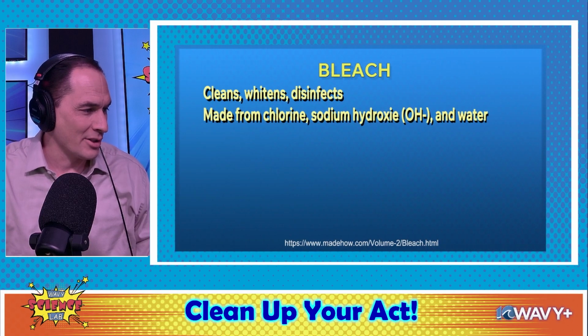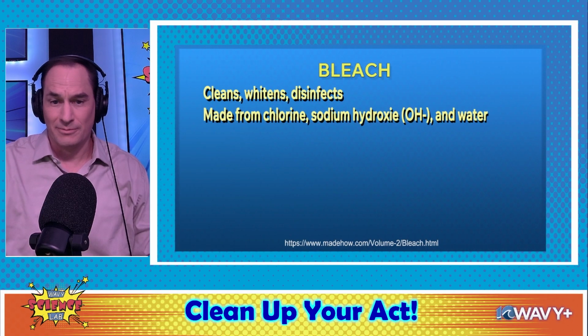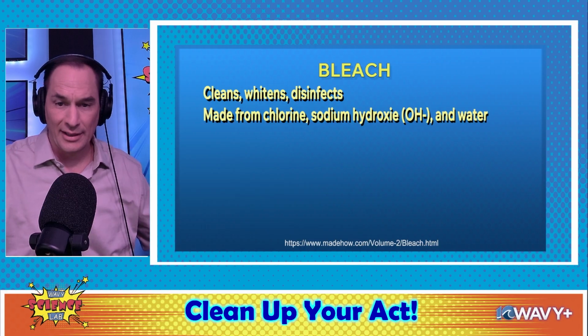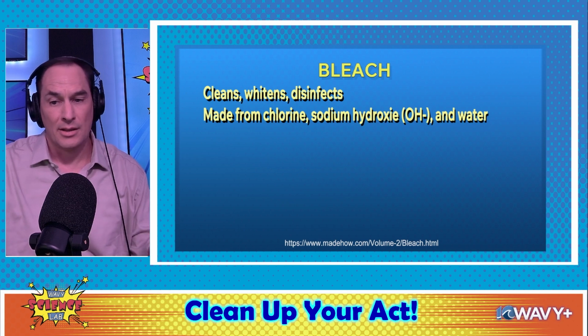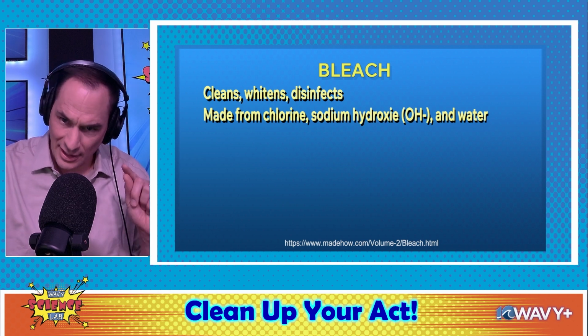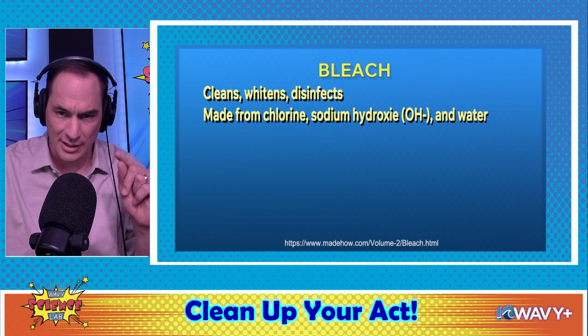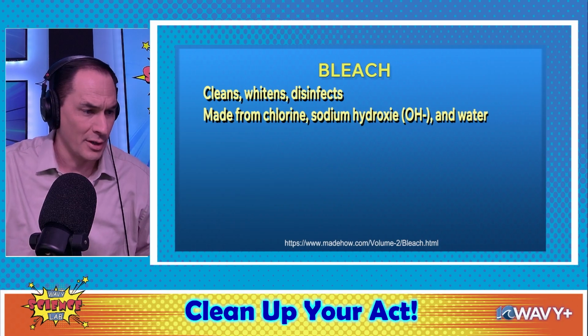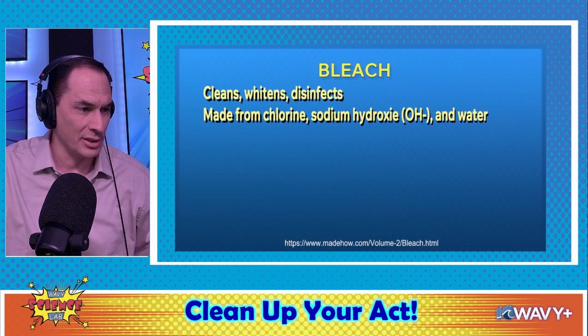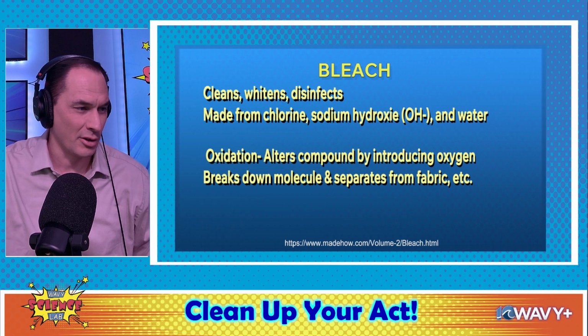All right, so the next thing, bleach. Bleach, we use that, and it cleans, whitens, disinfects. Made from chlorine, sodium hydroxide, and I think there's supposed to be a D in there. I just left it out. I apologize. And water. So chlorine, sodium hydroxide, and water are the ingredients in bleach, or some of the ingredients, if not all of them.